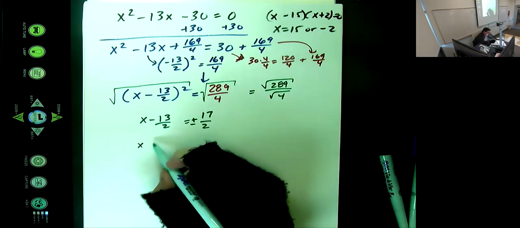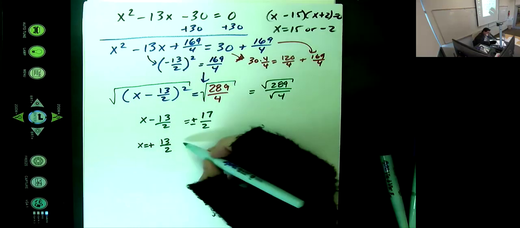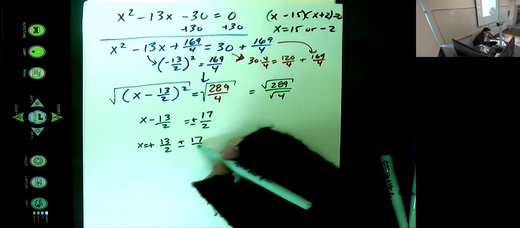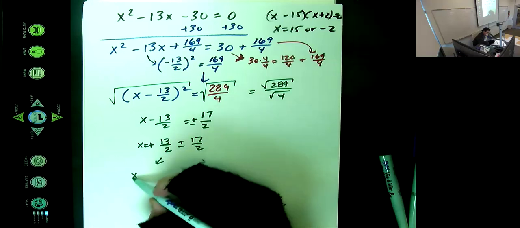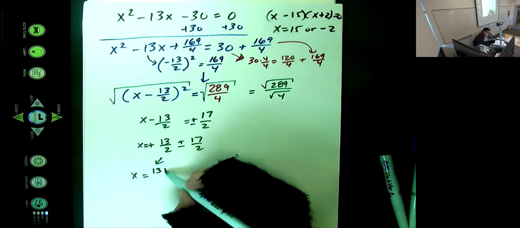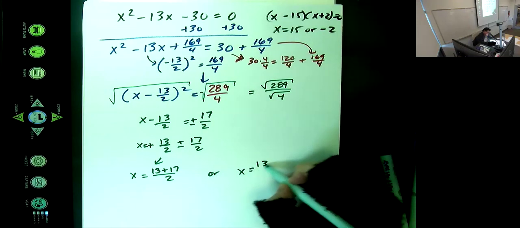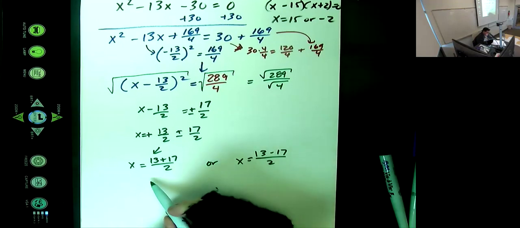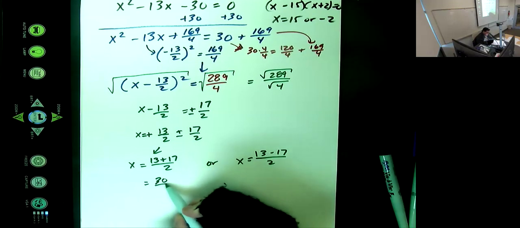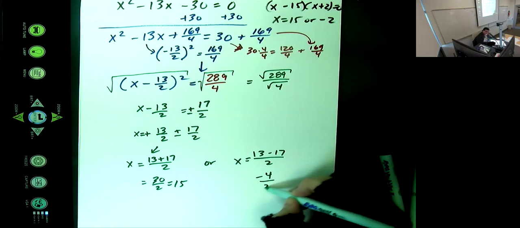So if I add 13/2 to both sides, I get x equals positive 13/2 plus or minus 17/2. Which is 13 plus 17 over 2, or 13 minus 17 over 2. This is 30/2, which is 15. This is -4/2, which is -2.